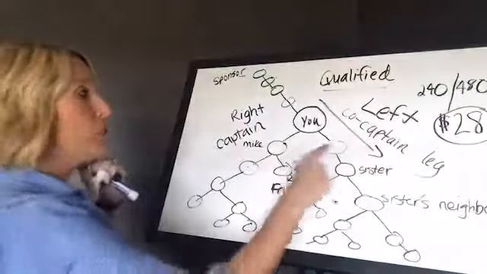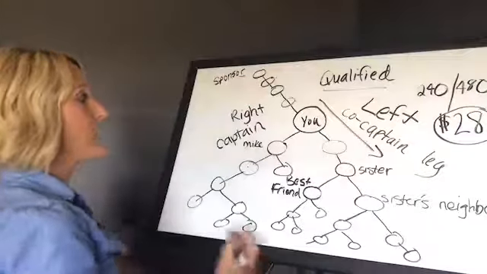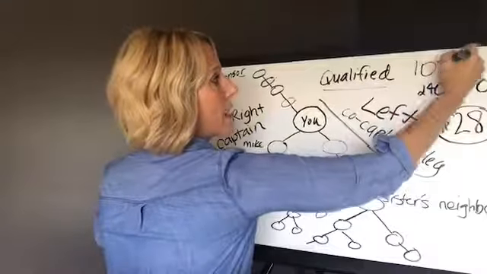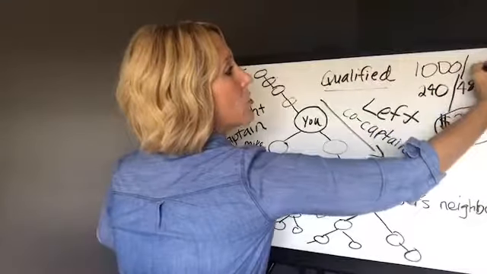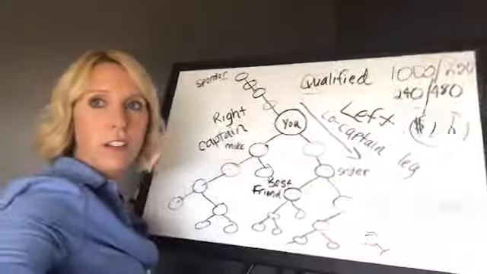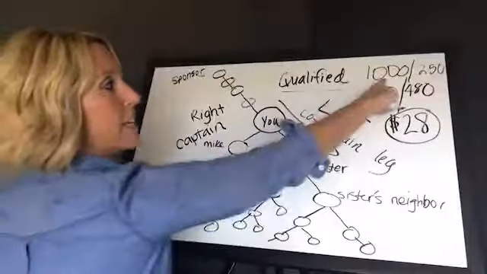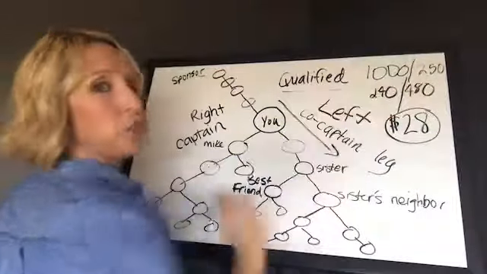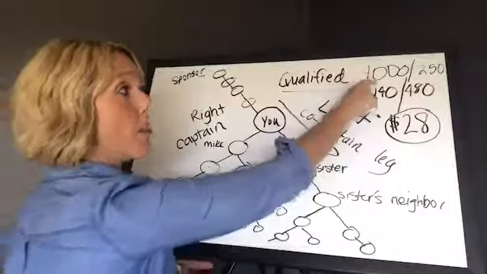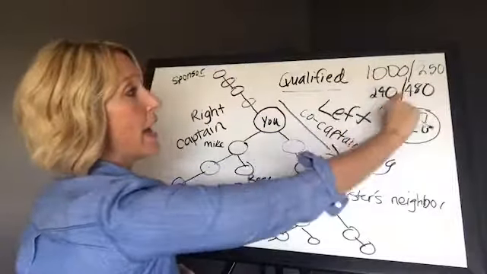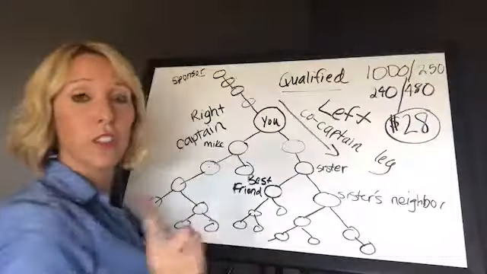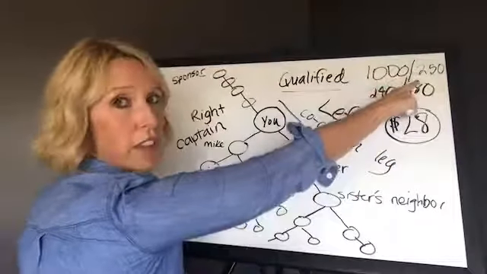So let's say at the end of the week you had 1,000 on one side and 250 on the other. This is our what if scenario. The 480 is going to come from the one that is larger, the 1,000, and then the 240 is going to be covered on this side. So you're going to get $28 for that team cycle bonus.